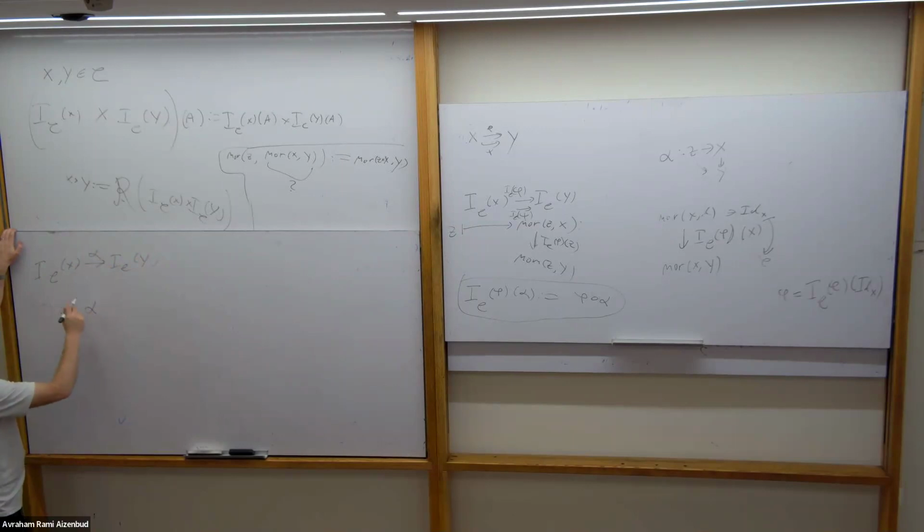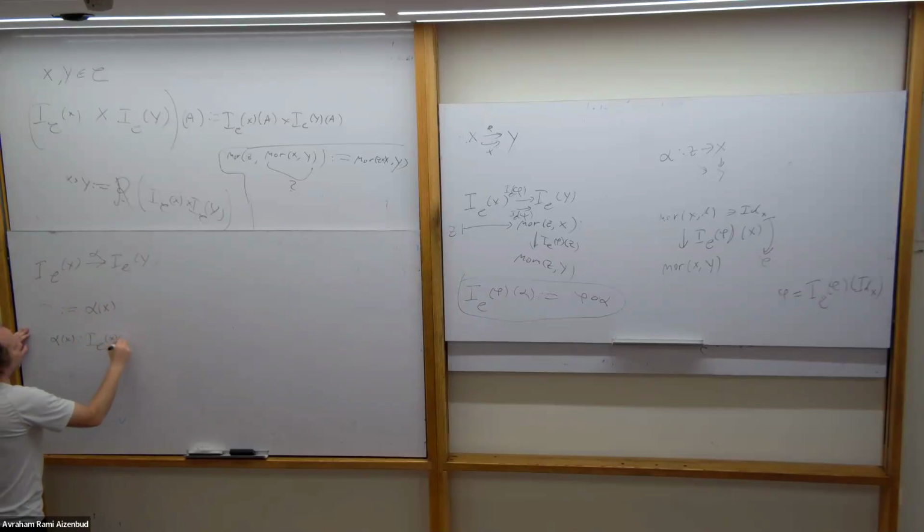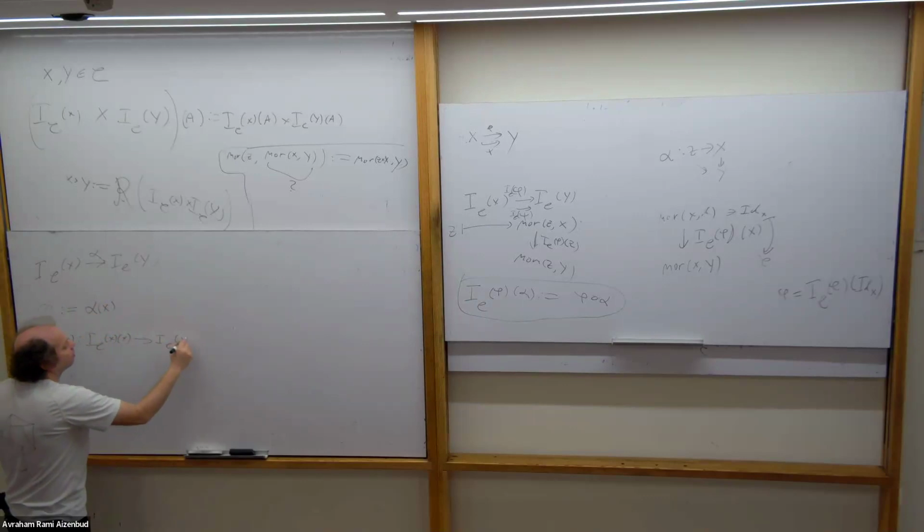I take alpha. Alpha is a morphism between two functors. So it means that for any object, you get a morphism between the values of the functors on this object. So what object will you plug in? We would plug in X. So alpha of X is a morphism from IC of X to IC of Y.